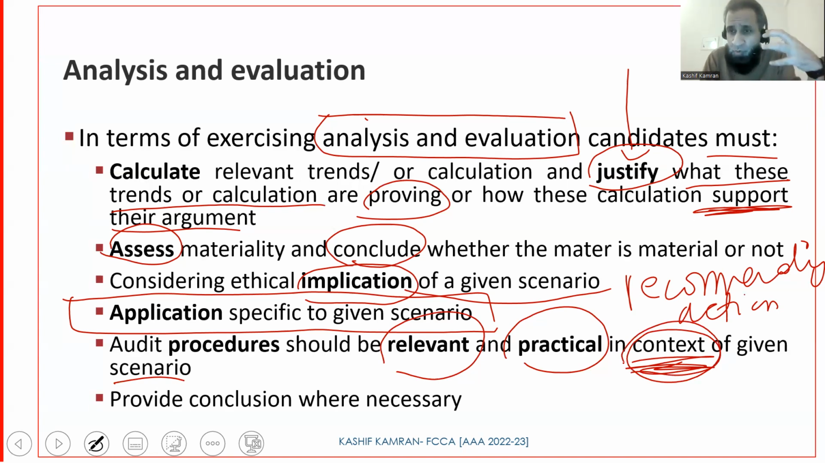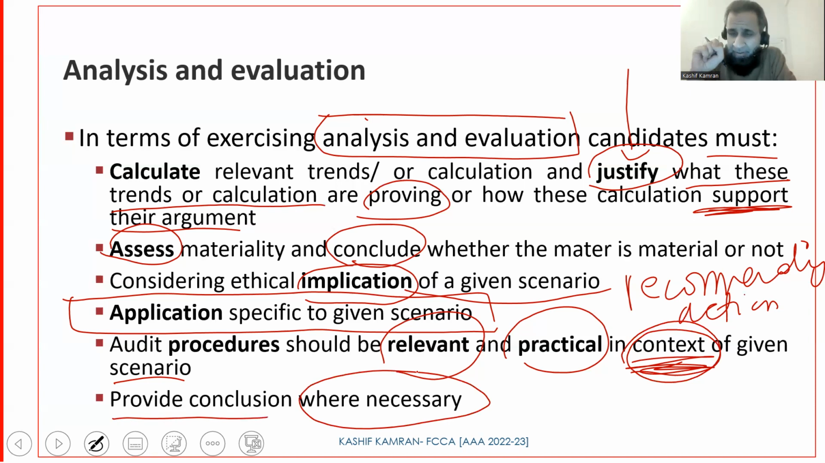So try to write audit procedures which are sensible rather than senseless. Don't write something which is impractical for the auditor to do. The last thing: provide a conclusion where necessary.